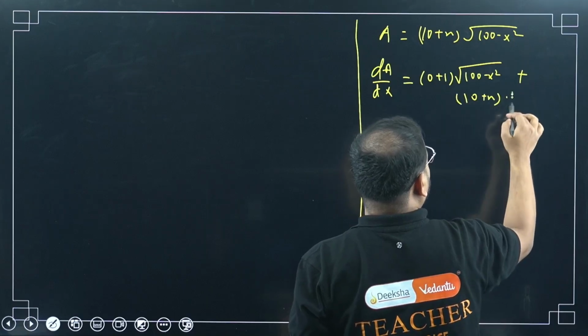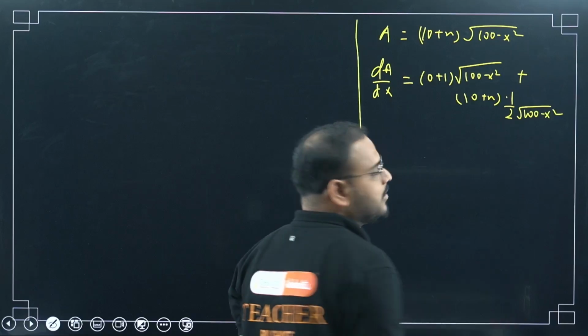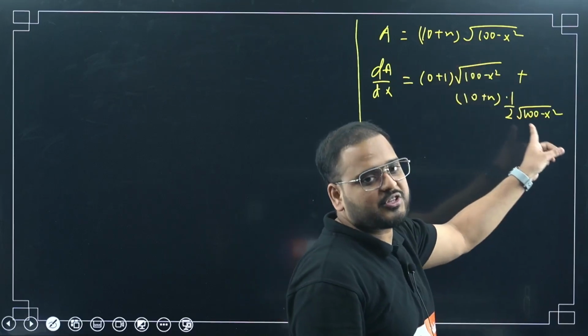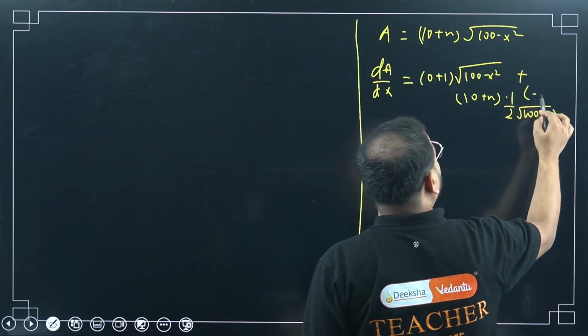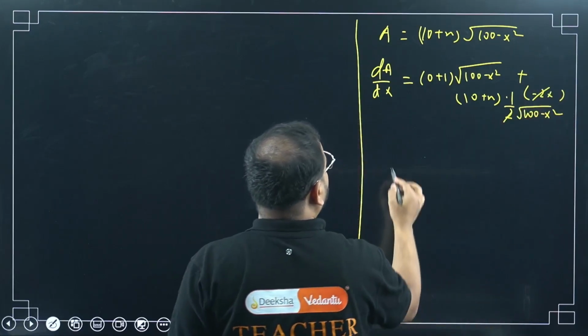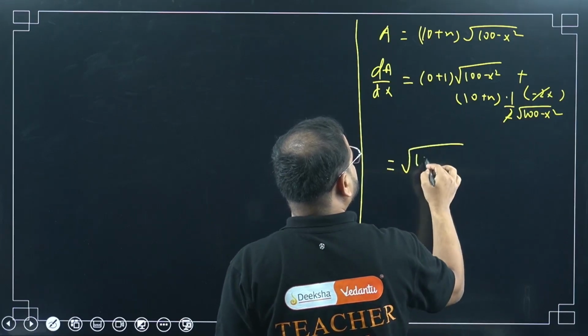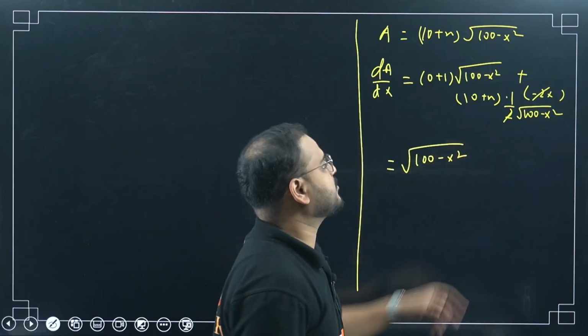And this will be what? 1 by 2 times of 100 minus x square in the denominator, because this is power 1 by 2. Do the differentiation here. It will come minus 1 by 2 in the denominator. And what is this going to be? Minus 2x. So let's cancel 2 and 2. I'm doing the differentiation faster. Please do it from your side if you are confused with the differentiation.